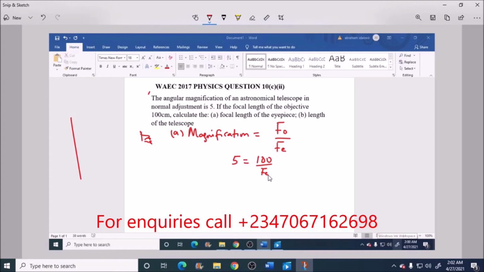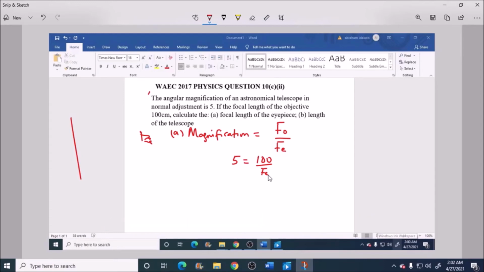Then for B, to find the length of the telescope, length of the telescope is equal to Fo plus Fe, that is focal length of the objective plus the focal length of the eyepiece, which is equal to 100 plus 20. Altogether we have 120 centimeter.